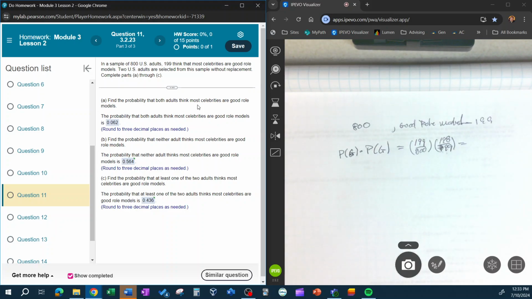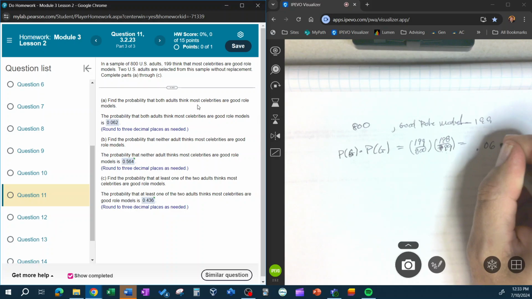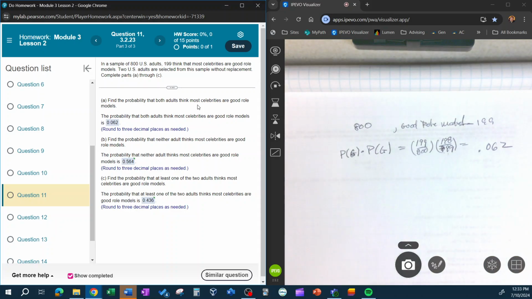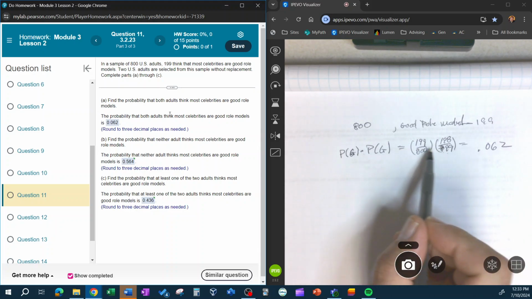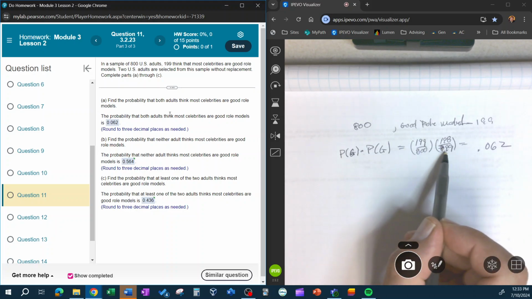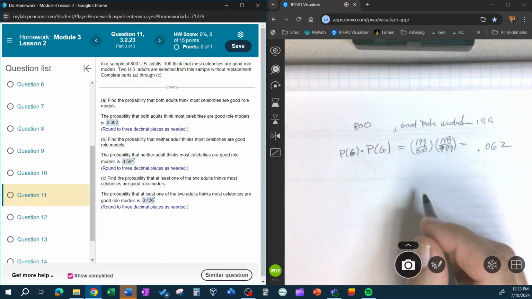198 times 800 divided by 799 divided by 0.062. All right, 0.062. All right, so that's the first one where you multiply both, but you have to consider what happens here, right? When you don't replace, you have to change these numbers.